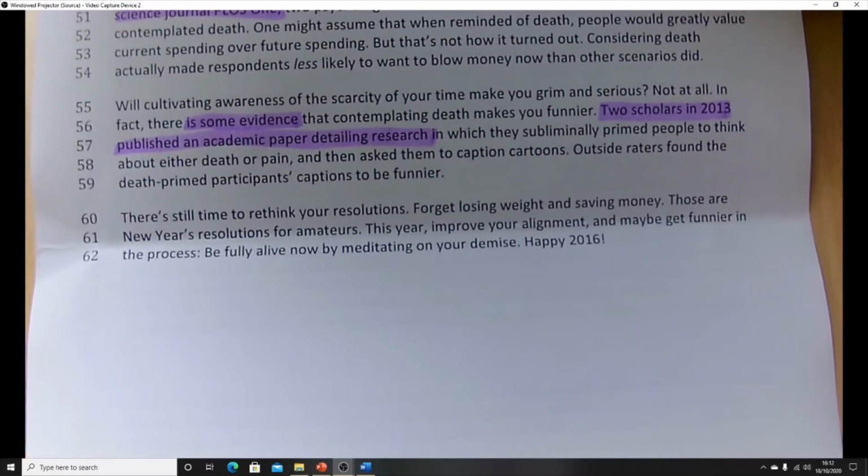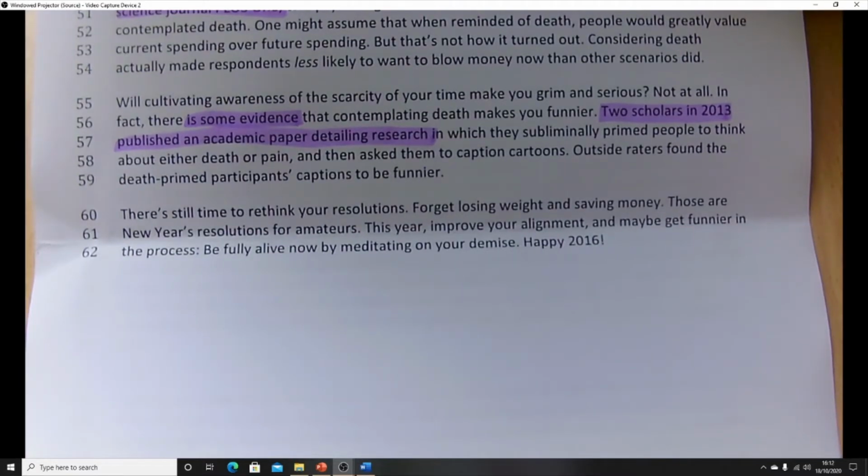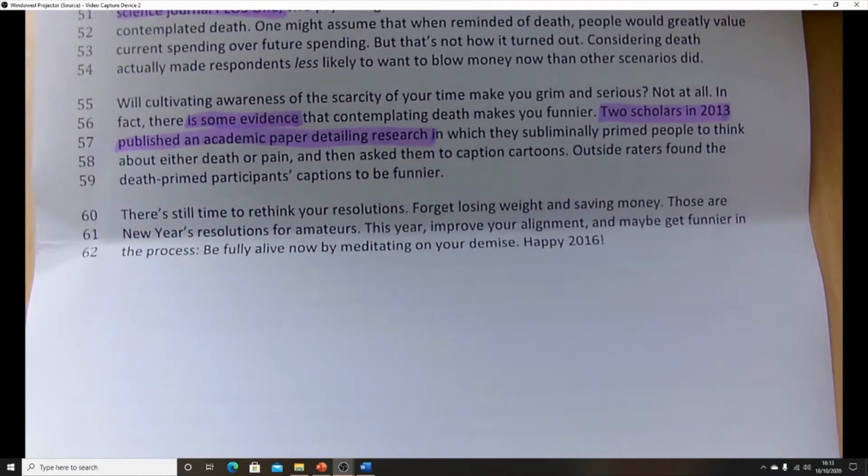There's still time to rethink your resolutions. Forget losing weight and saving money. Those are New Year's resolutions for amateurs. This year, improve your alignment and maybe get funnier in the process. Be fully alive now by meditating on your demise. Happy 2016.